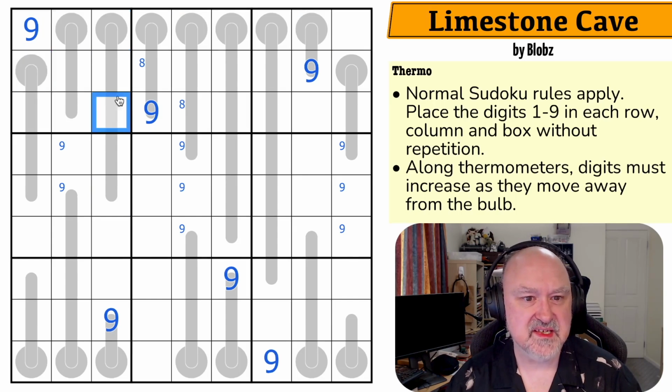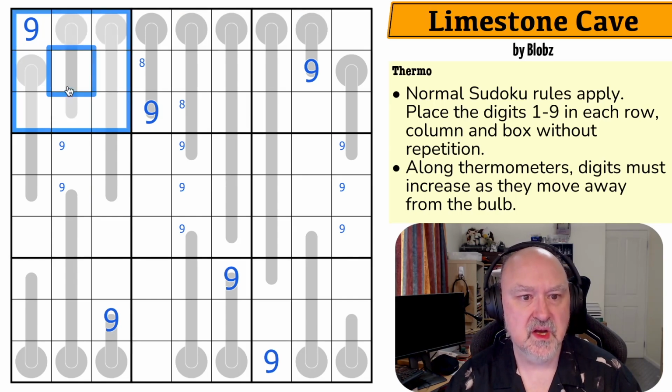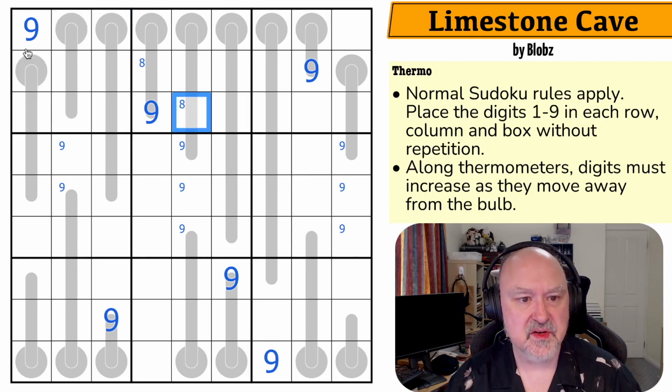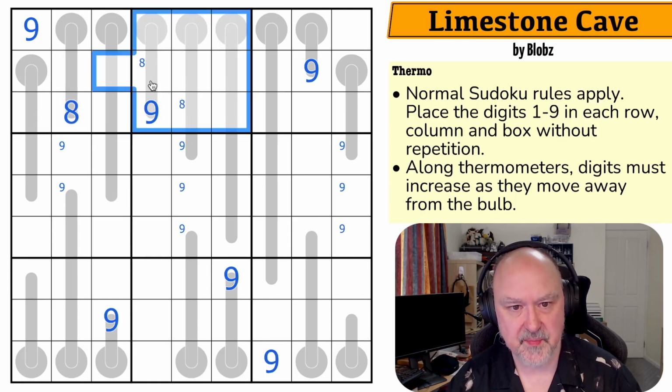Oh, actually, it is 8, isn't it? It's 8 in this box. So where can I put 8 in this box? I didn't need to pencil mark this because 8 can't go in any of those. 8 can't go in any of those because I need a 9 higher than it. And 8 can't go in any of those because I need 2 digits higher. So that's 8.